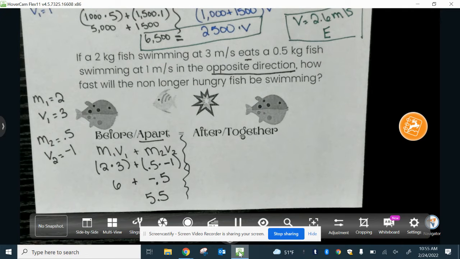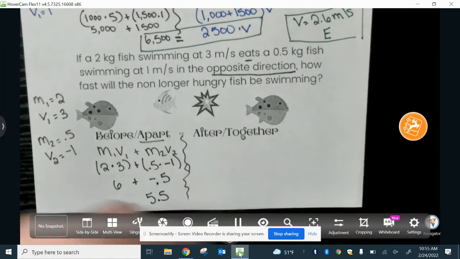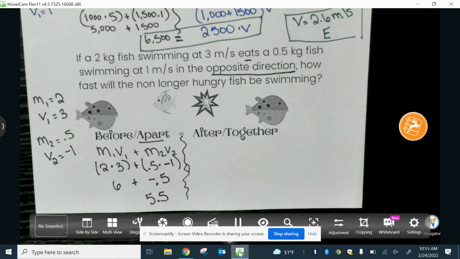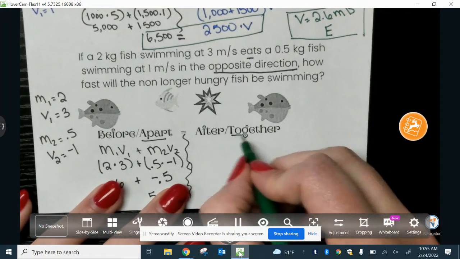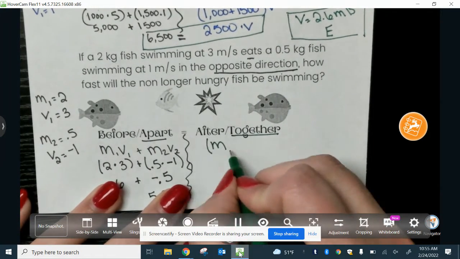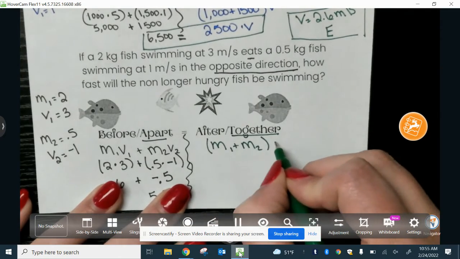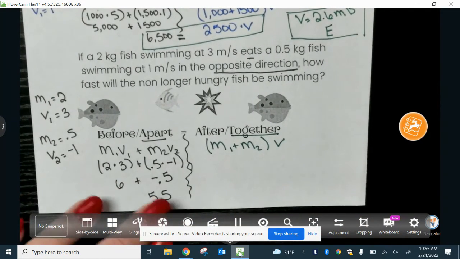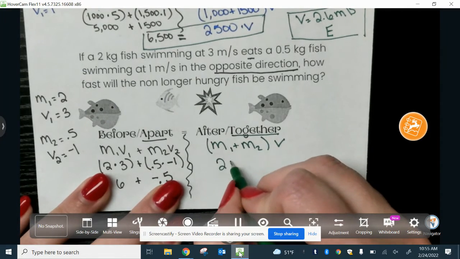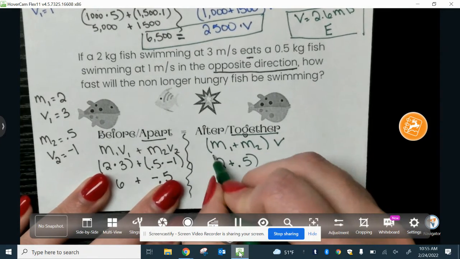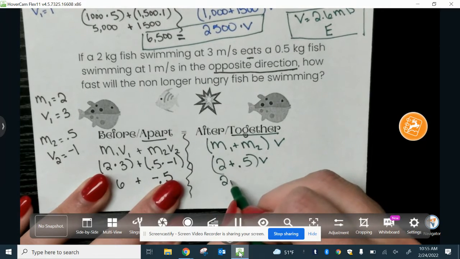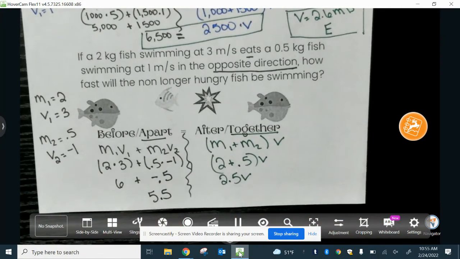I got a momentum before the collision of 5.5. So what y'all got? Okay. So after, now the little fish is inside the big fish. So they're together. So I've got to do m1 plus m2 times velocity. 2 plus 0.5 times V. 2.5 V.